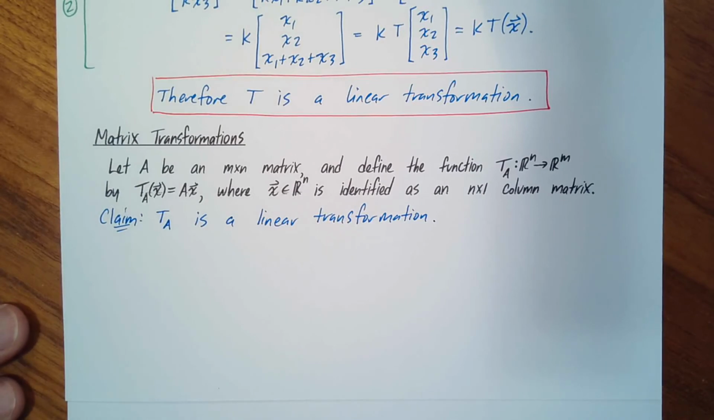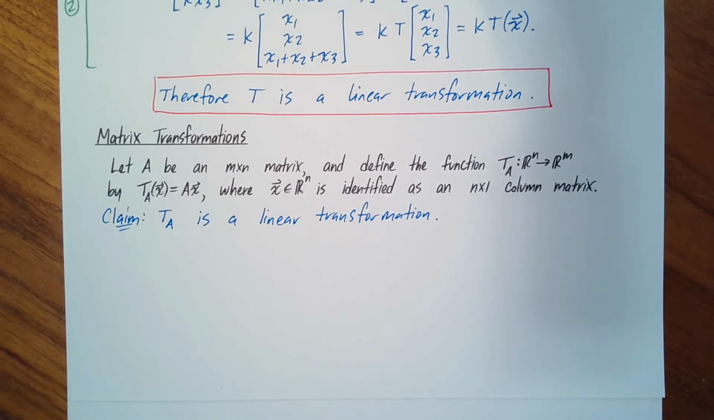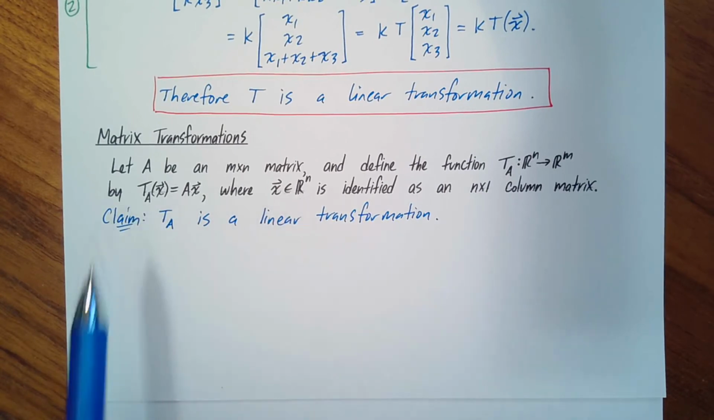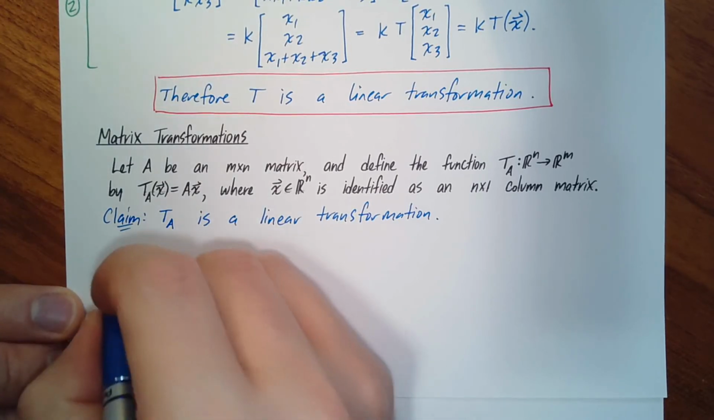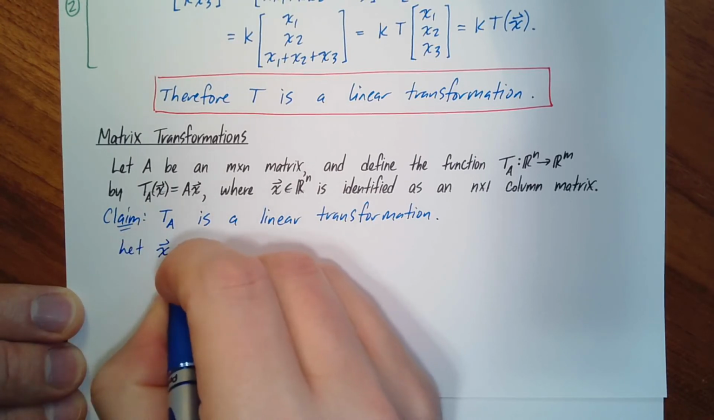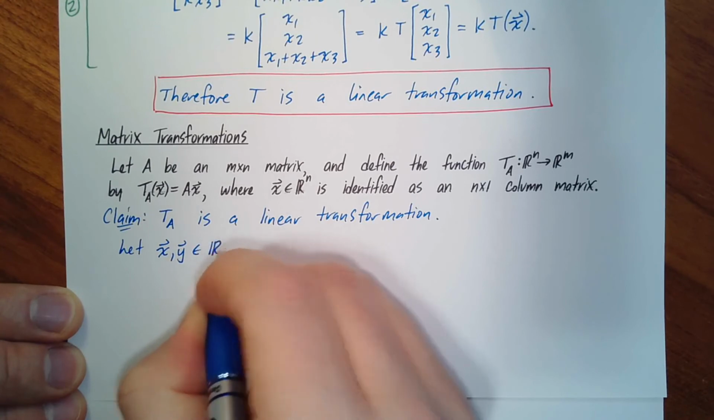So what is the first step? Well, we need to show that for any vectors x and y in Rn, TA of x plus y is equal to TA of x plus TA of y. So let's start with vectors x and y in Rn.